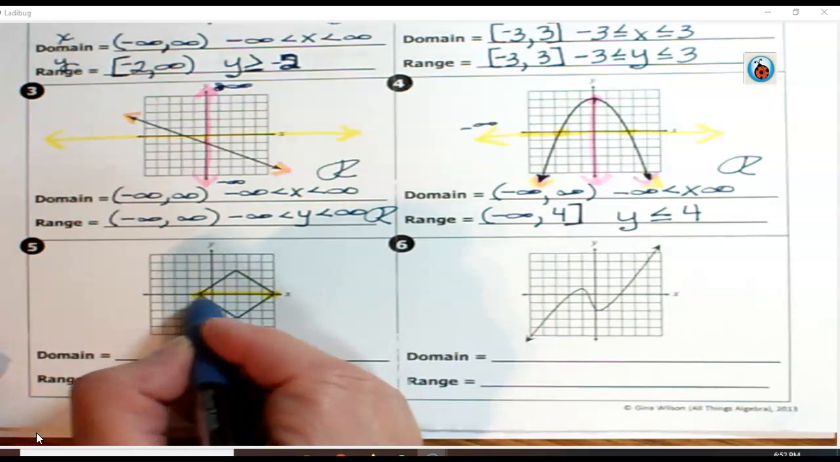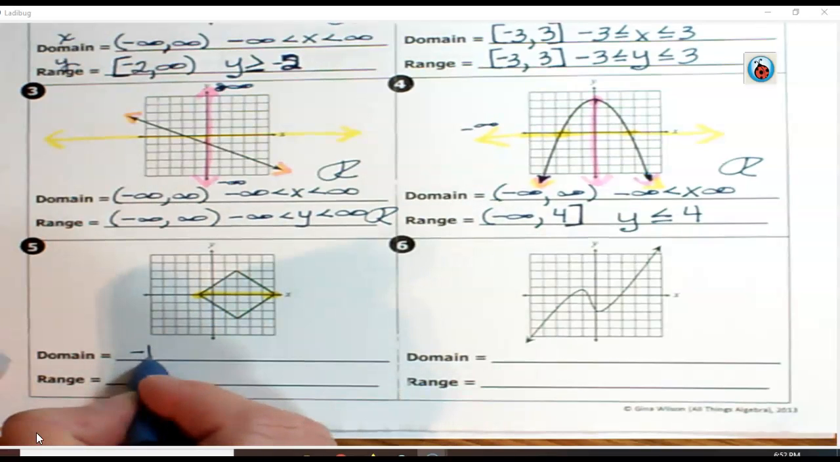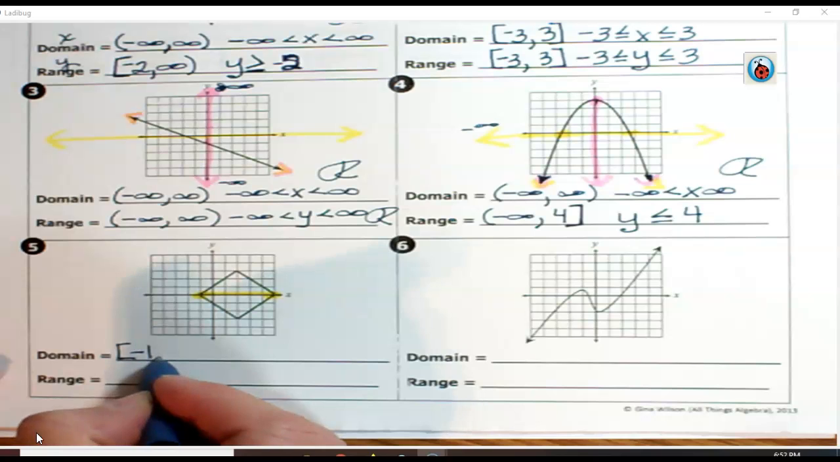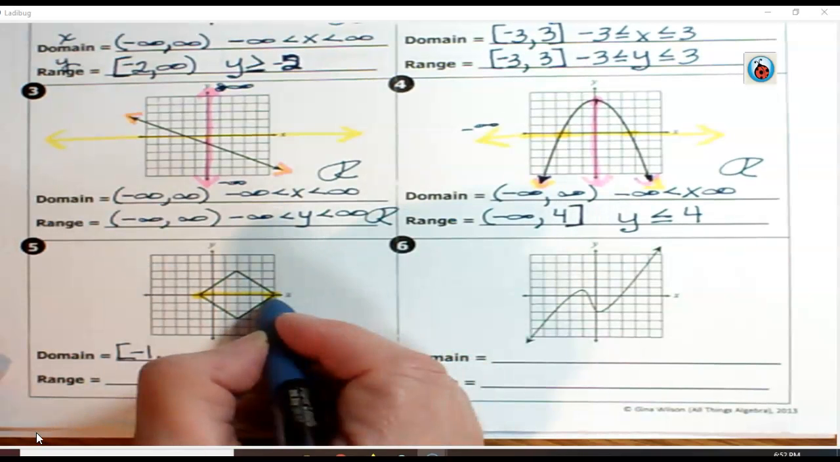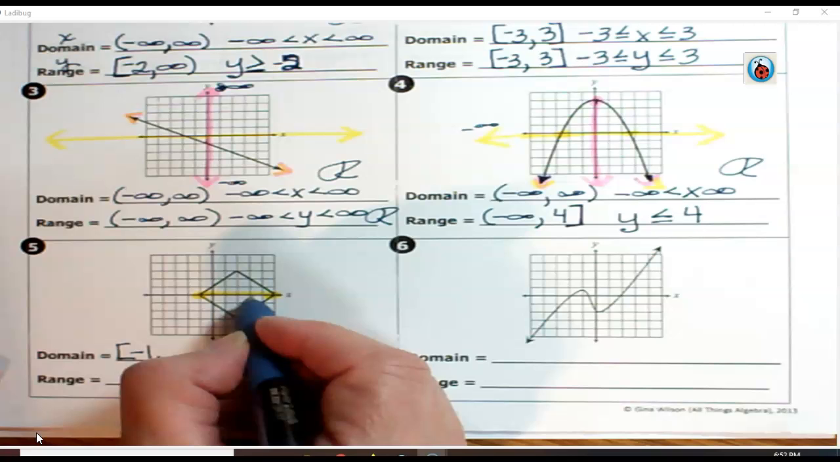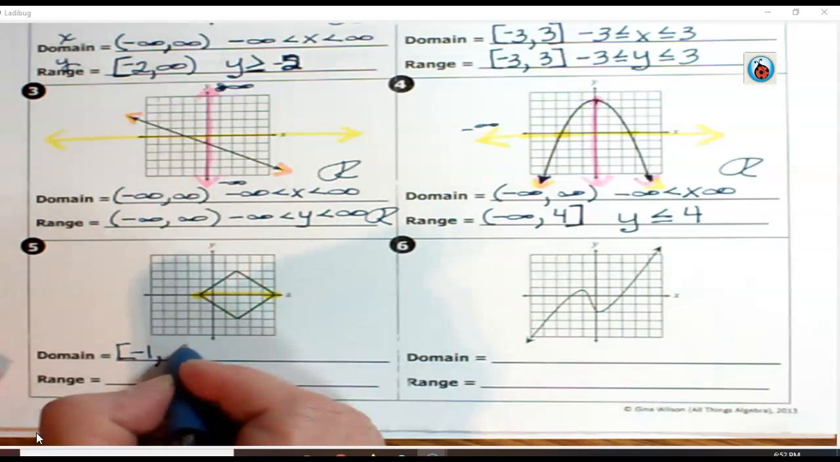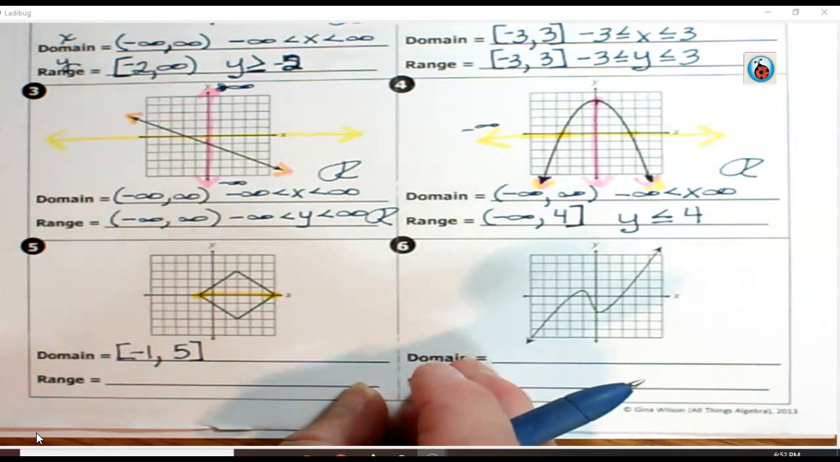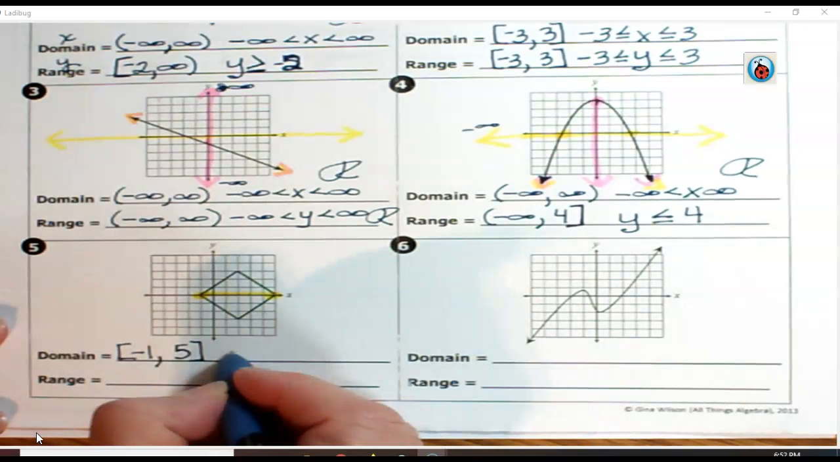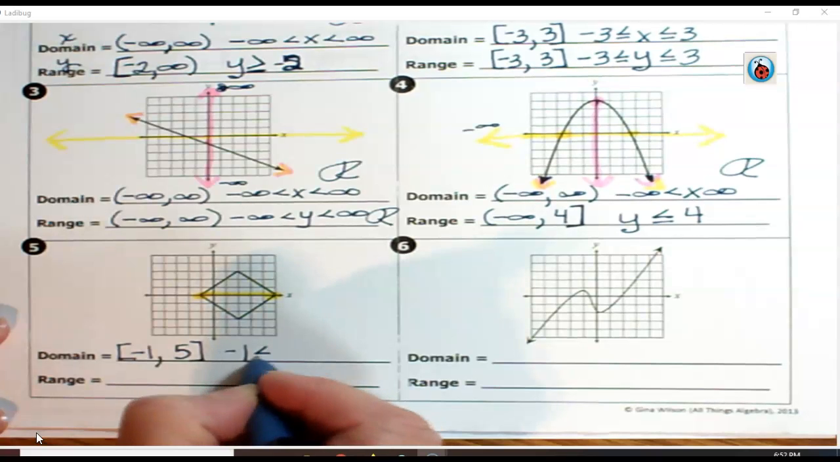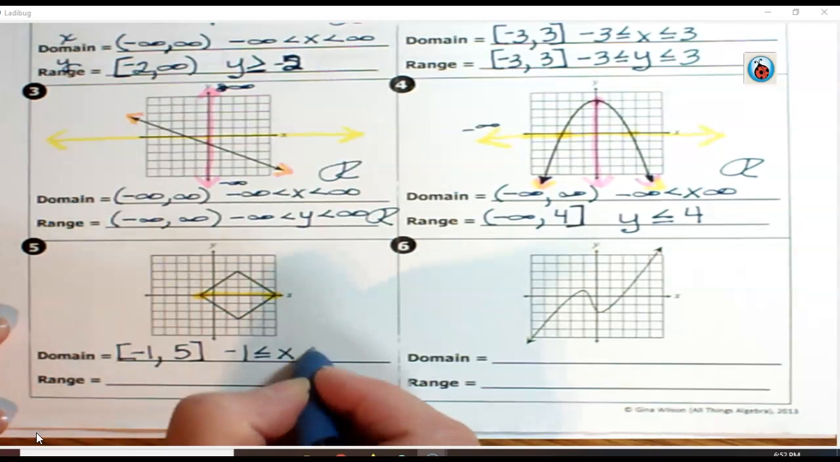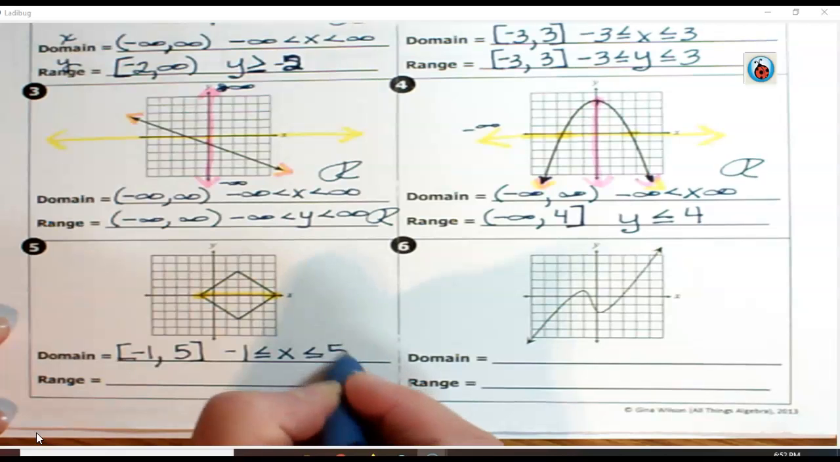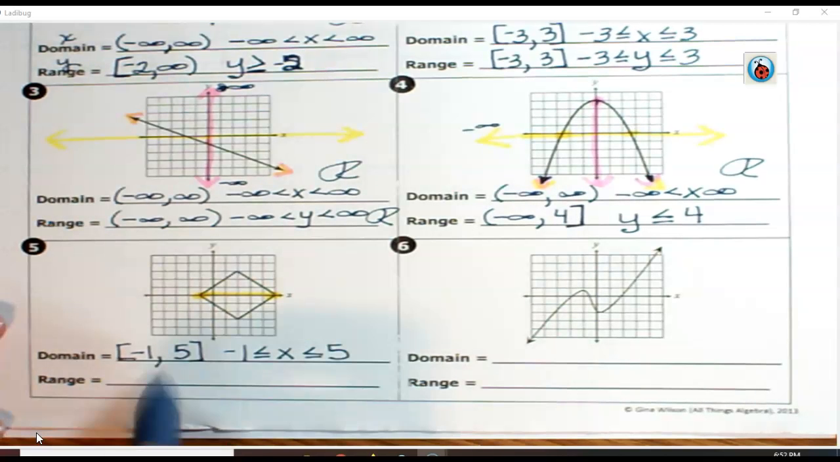So this one looks like it's at -1, and it's a bracket because it's on the square. And over here, this one is 1, 2, 3, 4, 5, so +5, and it's a bracket. Okay, so the way I'd write that is -1 is less than or equal to x, which is less than or equal to 5. That's the inequality. So here's your interval notation changed over to your inequality.